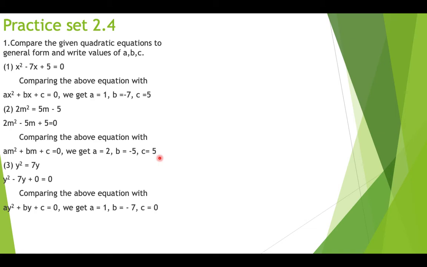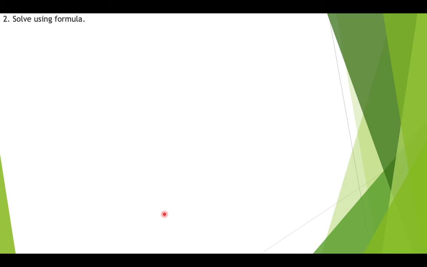Now let us go for question number 3. It is the same. Since there is no constant term over here, we are going to get the constant term as 0, that is c is equal to 0. Now solve using the formula method.